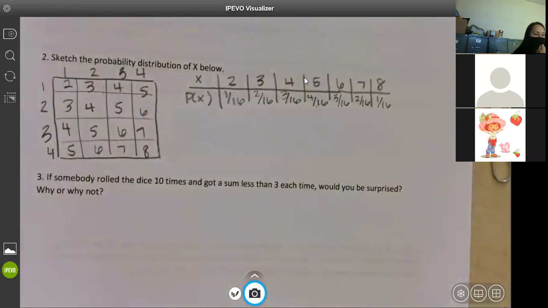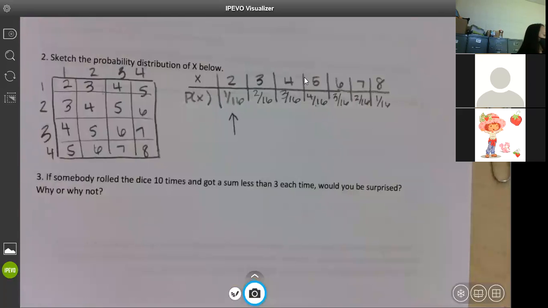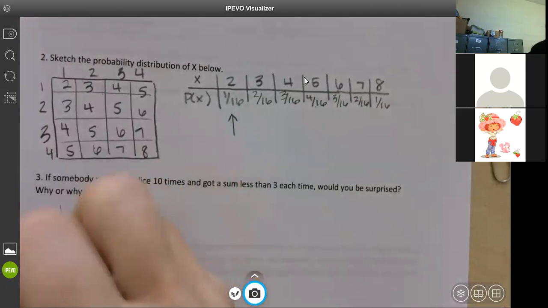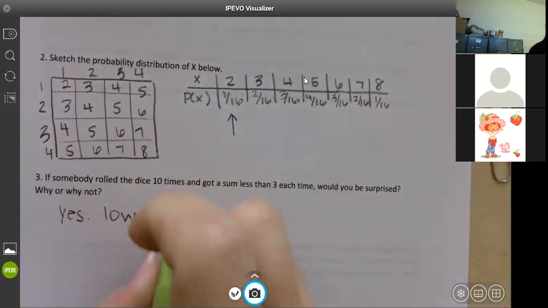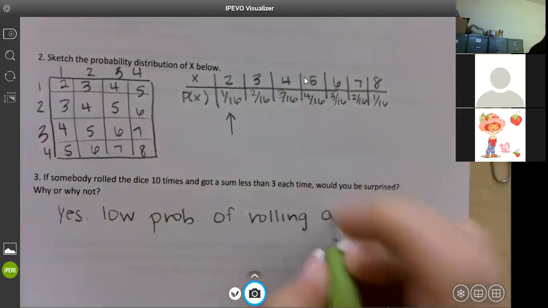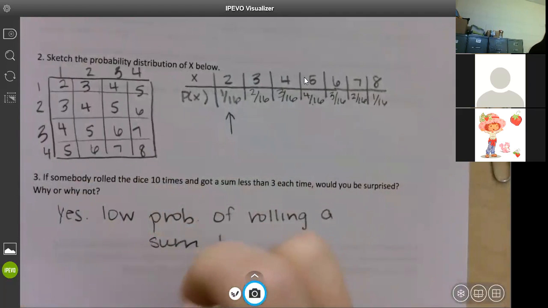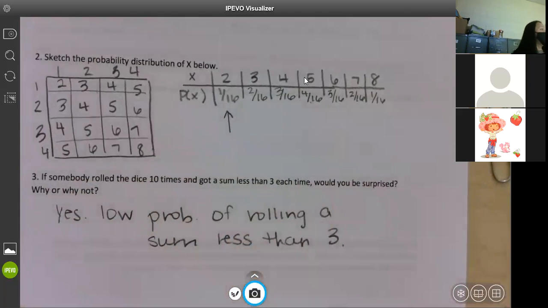If somebody rolled the dice 10 times and got a sum less than 3 each time, so this is the only one that's a sum less than 3, would you be surprised? There is no work to this. It's just a question. Yes. Why? Because there's only one that has a sum less than 3. There is a low probability of rolling a sum less than 3. If they asked you to find it, then you would do the work, but they're not asking you to. So that's it. So that's the first page right there.